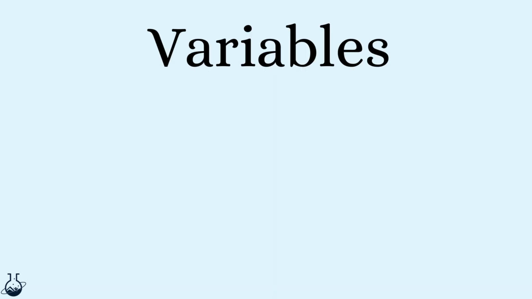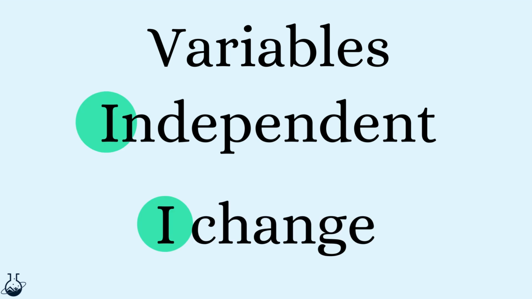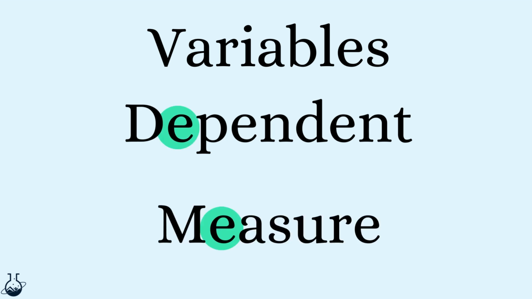So before we get started, we'll need to check our knowledge on variables, which will help in a moment. We have our independent variables. The independent variable is the thing that I change in an experiment. It's the thing I am testing to see if it has an effect. The dependent is the thing I'm interested in measuring. It is impacted by my independent variable.